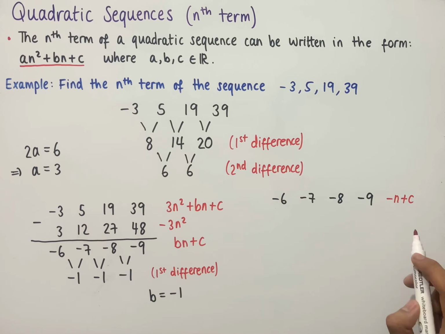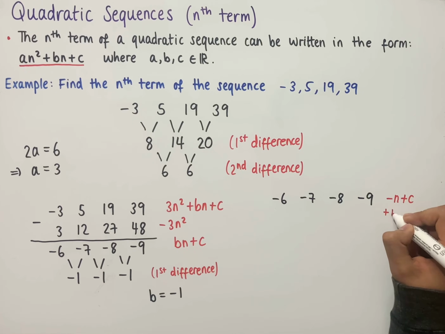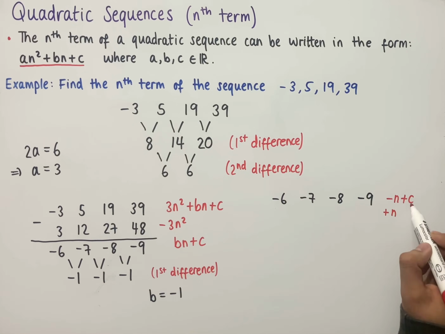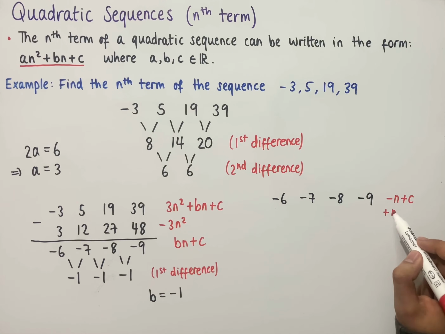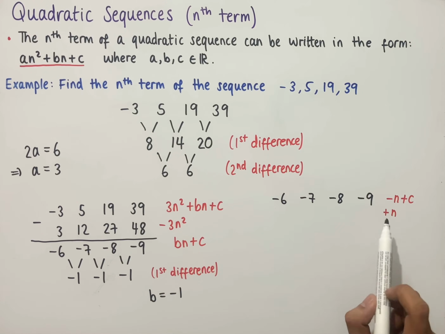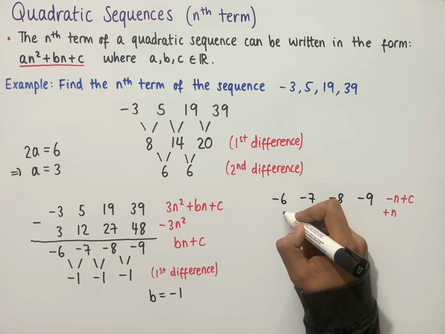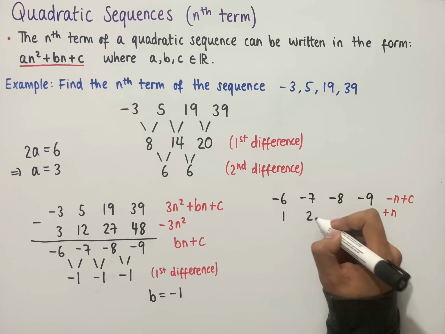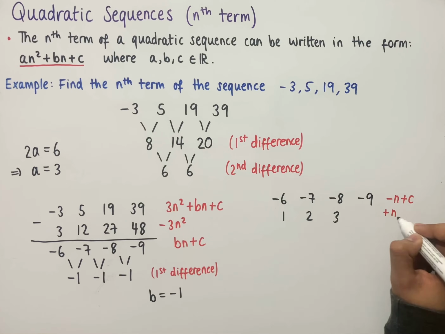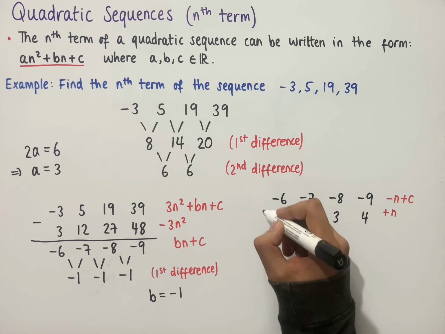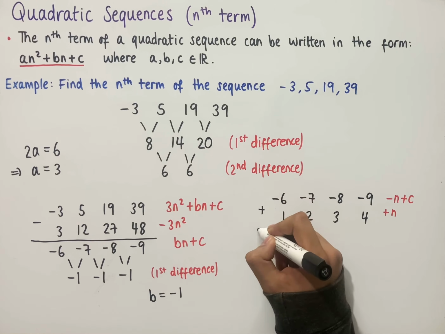with -1. We add on the sequence n so that we end up with c on its own, because -n plus n would cancel out. So writing the sequence for n, we have the first term, which is just 1, the second term, which is just 2, the third term, which is just 3, and the fourth term, which is just 4. So adding the two sequences together, we now end up with the following.